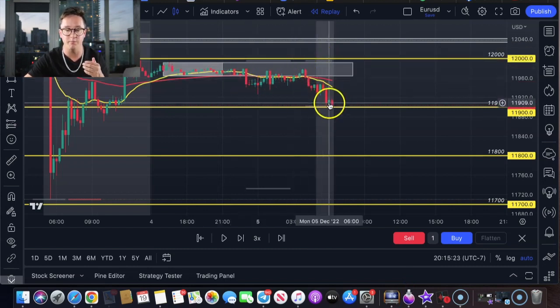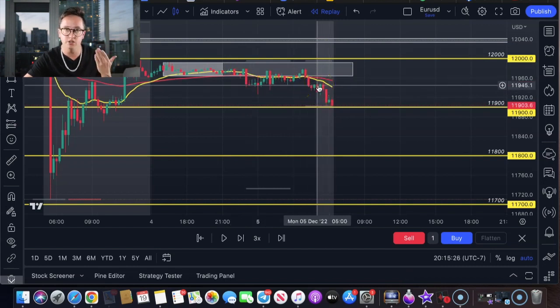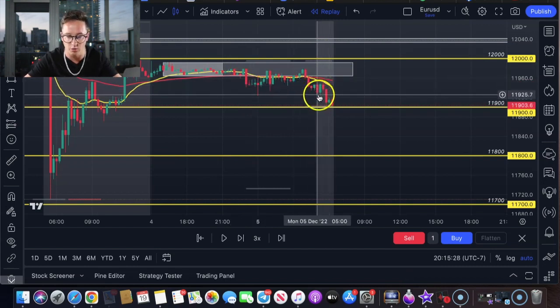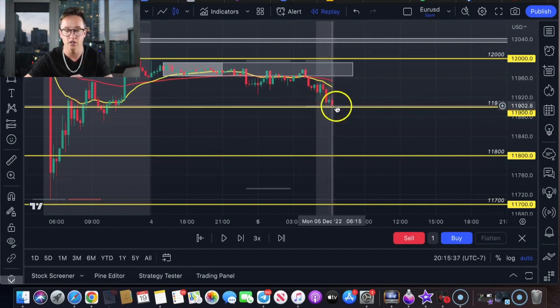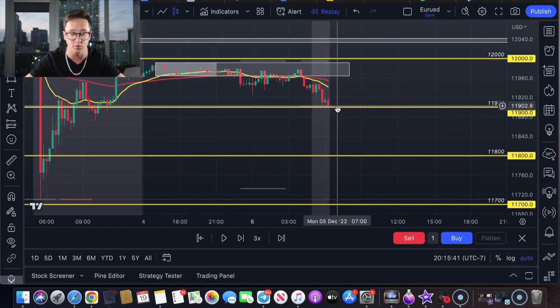And look at the momentum of the market. We are seeing a bunch of bearish momentum. We hit this lower low, and a lower high, and a lower low, and a lower high right here. And what do we have right here? This is actually a hammerhead candle. So this candle right here is looking absolutely perfect for a short.